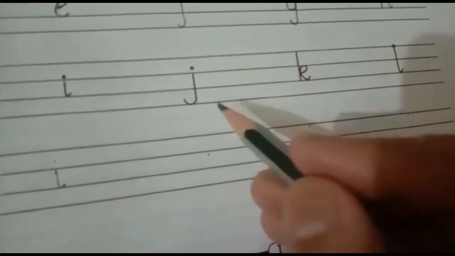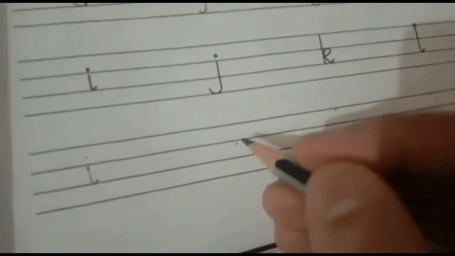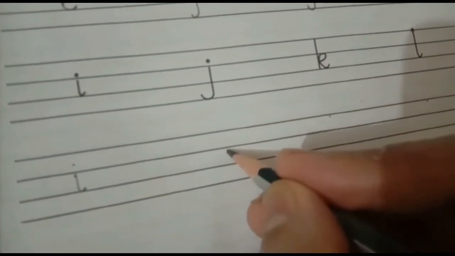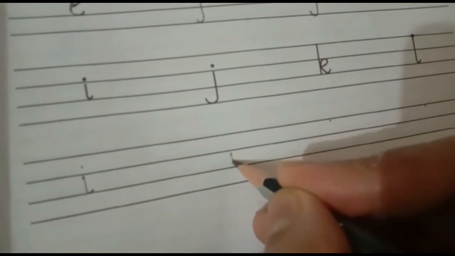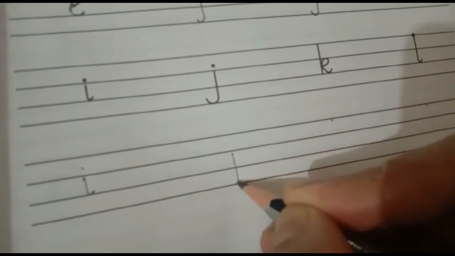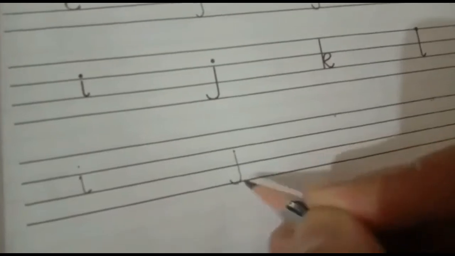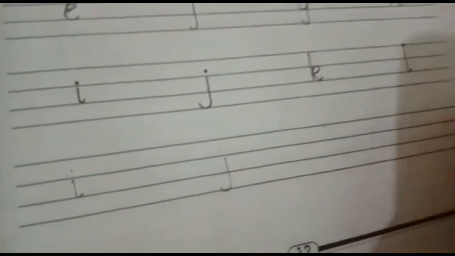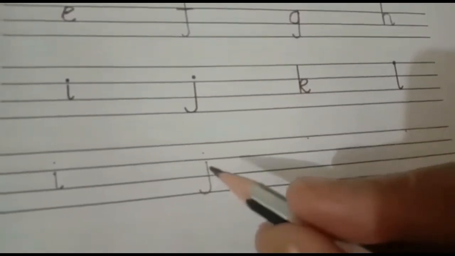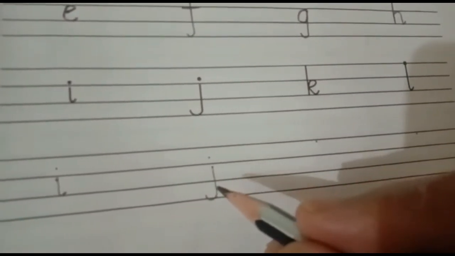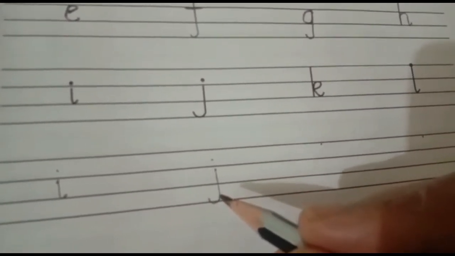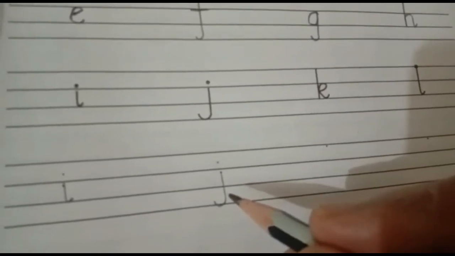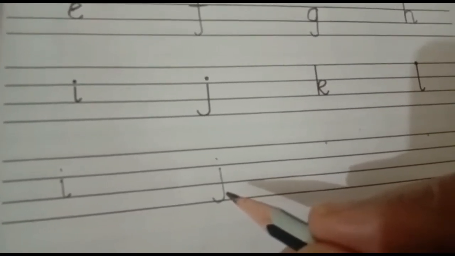What comes after letter I? Letter J. Okay, for lowercase j, I will start from the middle line. Now come down, touch the lower line like this, and now I will put a small dot on it. Yes, it also has a small dot. Letter J. This is lowercase j, and the sound of this letter is J.